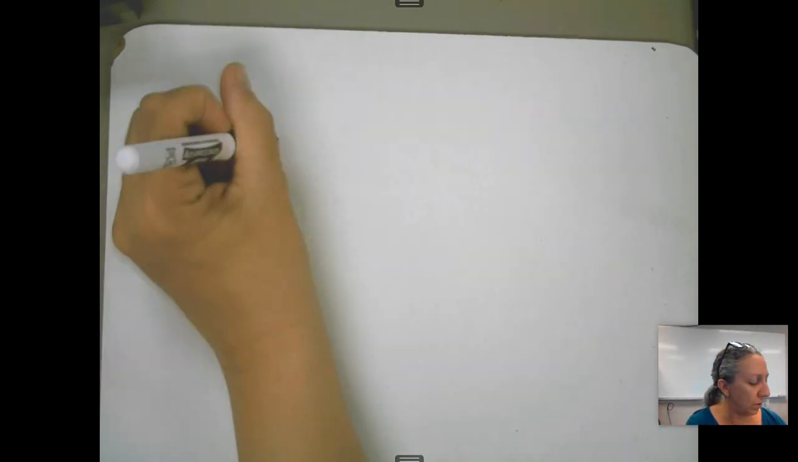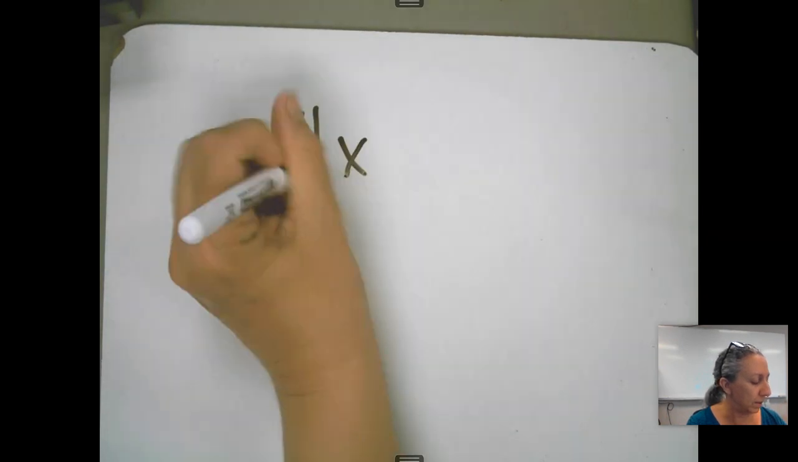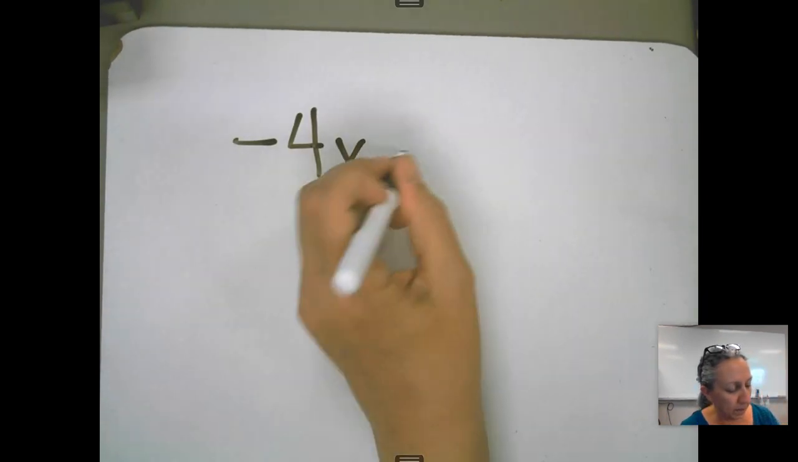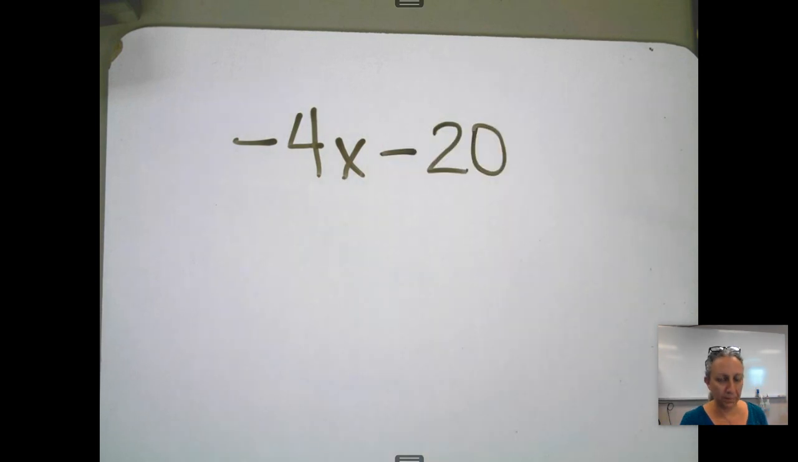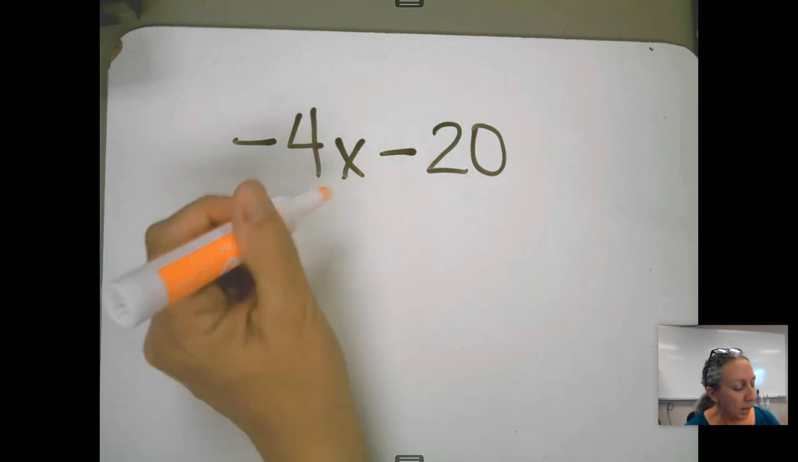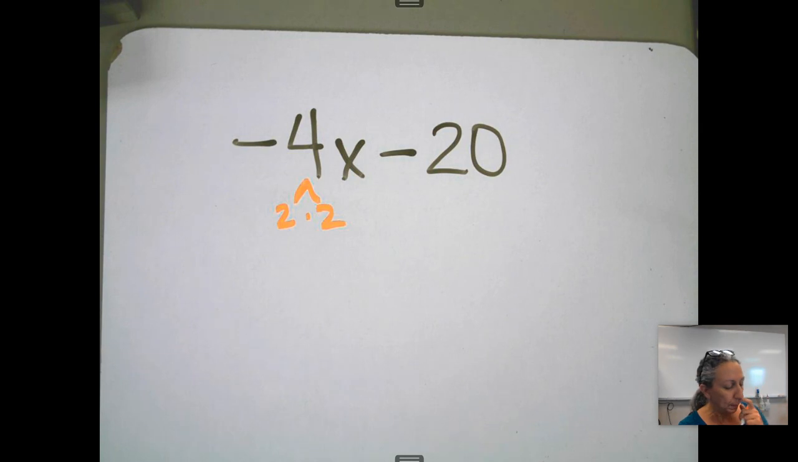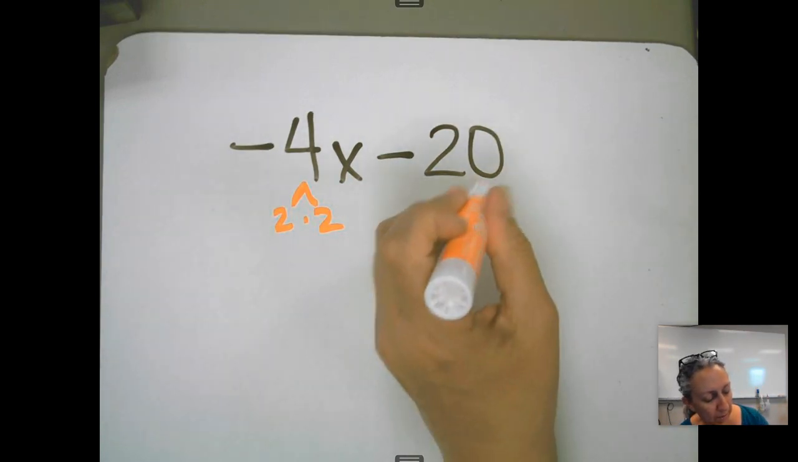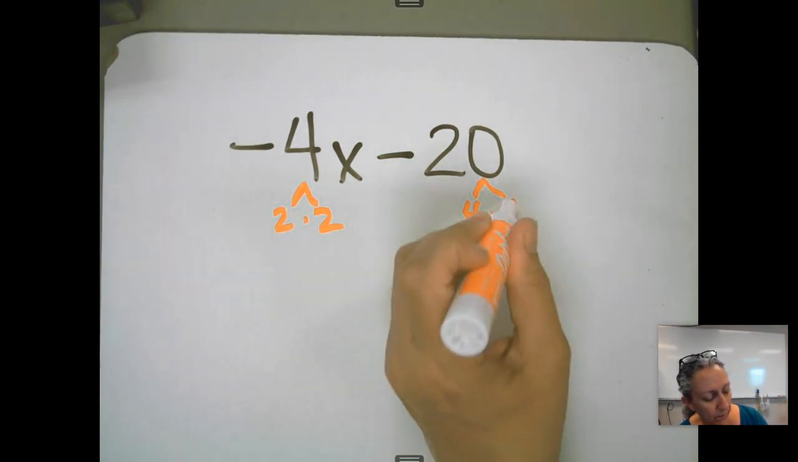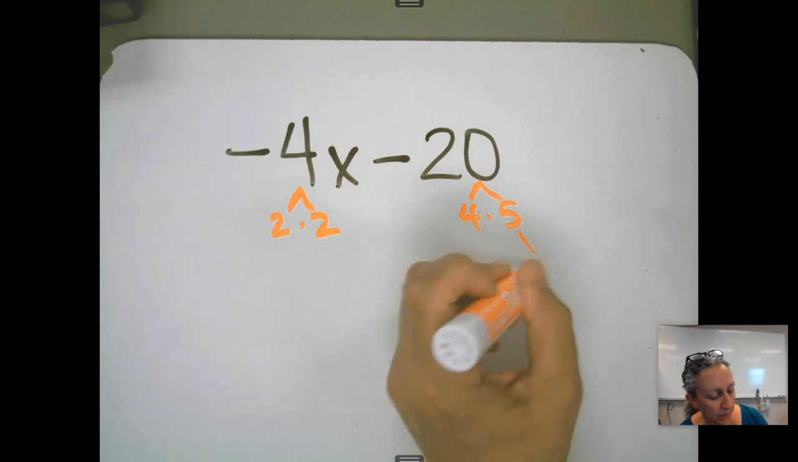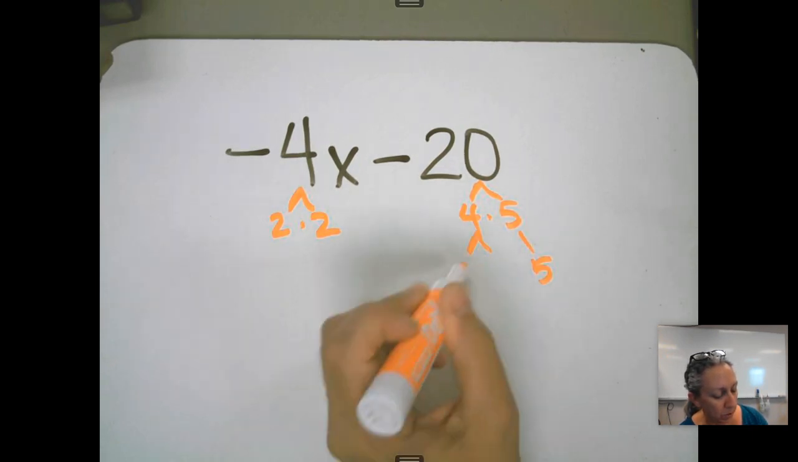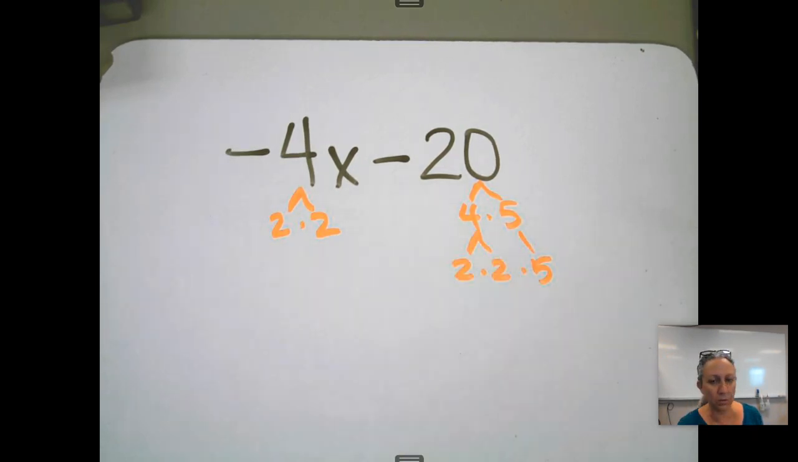Negative 4x minus 20. All right, again, I'm going to look at prime factorization to see what I can pull out of these problems. If I prime factor 2, I get 2 times 2. If I prime factor 20, maybe I'll do 4 times 5. I can't go any more with 5, so I'll bring that down. But 4 can be 2 times 2. So 2 times 2 times 5 is how you get 20 with prime factors.